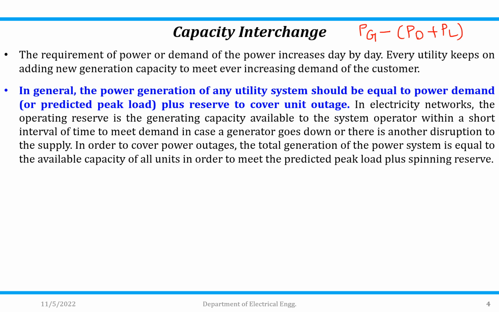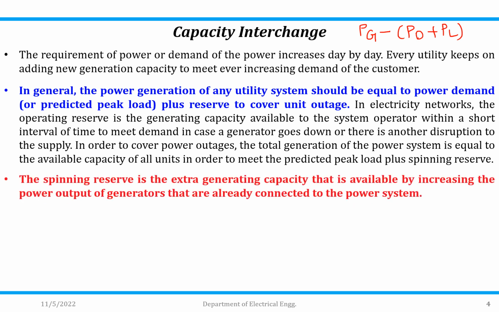In electricity networks, the operating reserve is the generating capacity which is available to the system operator within a short interval of time to meet the demand in case a generator goes down or there is another kind of disruption to the supply. In order to cover these power outages, the total generation of the power system should be equal to the available capacity of all units needed to meet the predicted peak load plus spinning reserve. The spinning reserve is basically extra generating capacity of that area that is available by increasing the power output of the generators that are already connected in the power system.